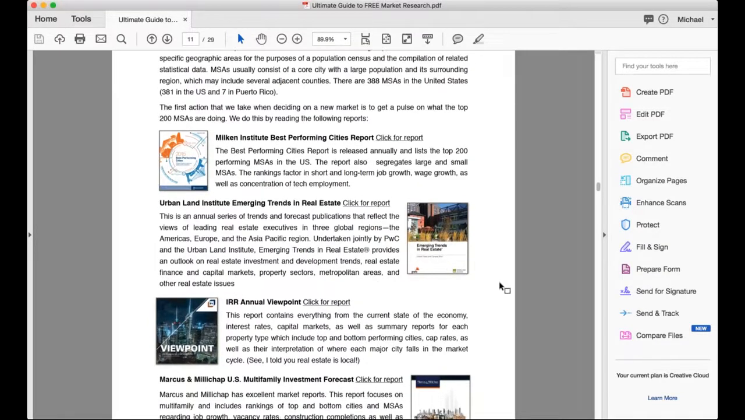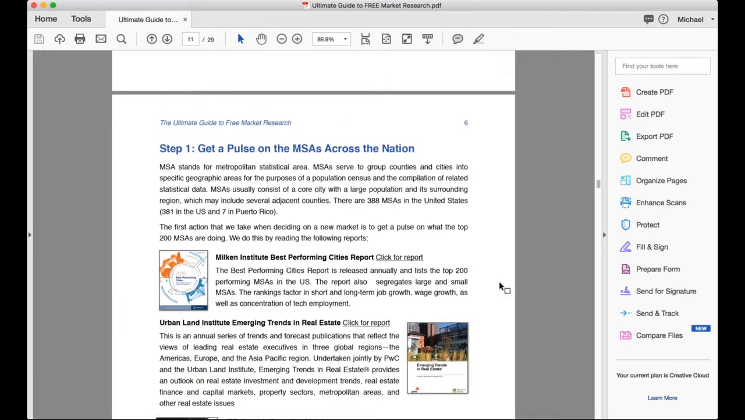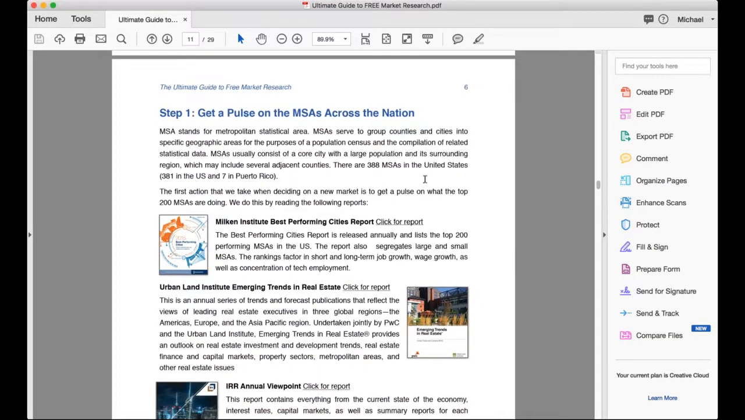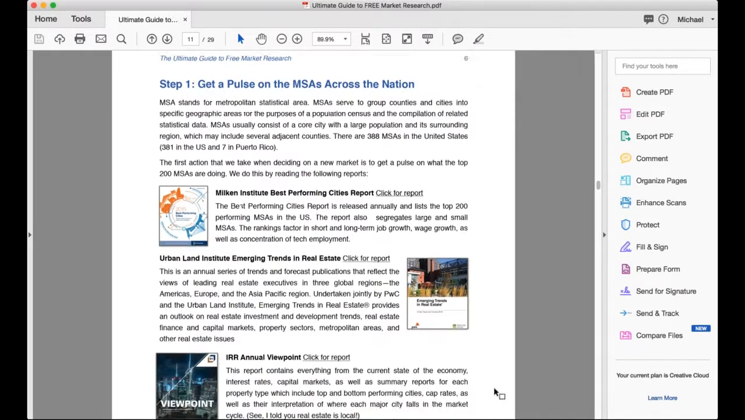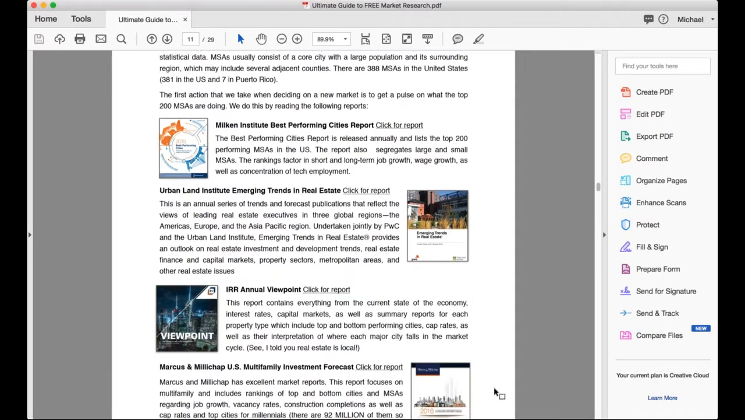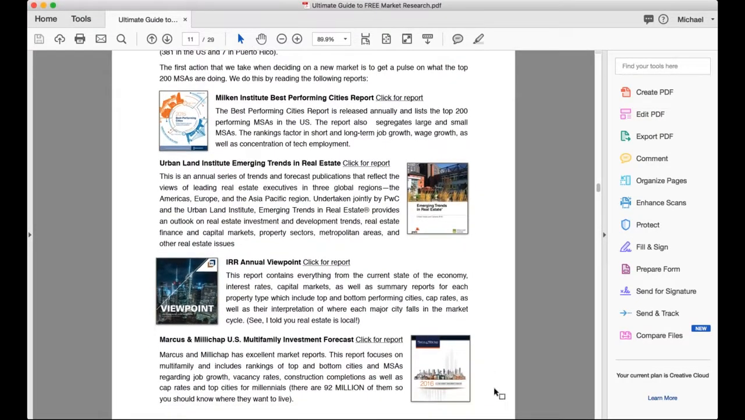Cool. So the book's kind of broken down. This first section, step one, is to get a pulse on the MSAs across the nation, if you're going to invest outside your backyard. One of the things my mentor taught me was that real estate is local. Things could be doing very well in, say, Boston, and going horribly in, say, Kansas City. Every market could be completely different, and it's important to narrow in and figure out where you want to be.